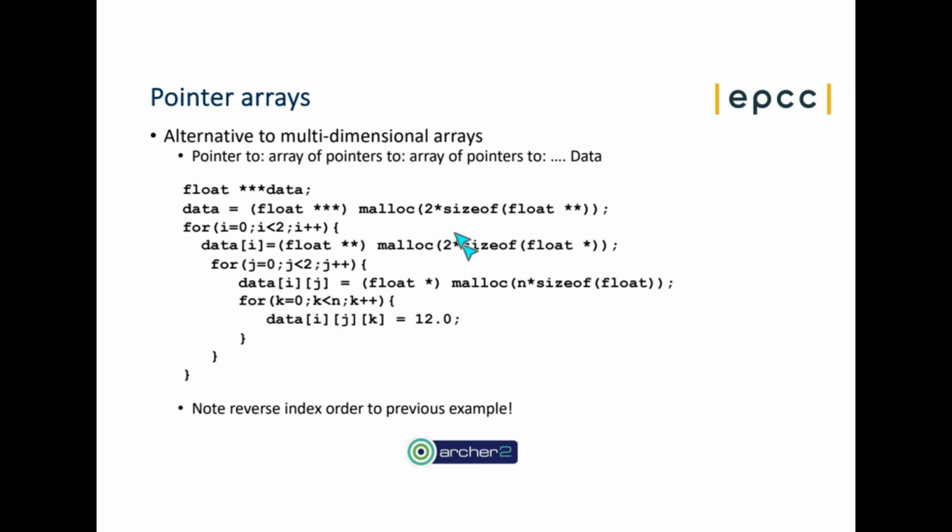Okay, so you can do your classic nested mallocs, where you declare a pointer to a pointer to a pointer to a float, and then you malloc the outer one, and then you malloc all the inner ones, etc.